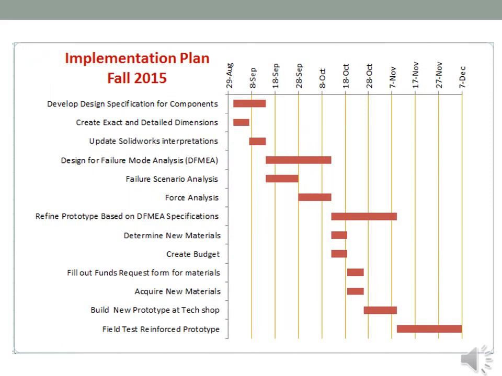As we mentioned earlier, this semester we have completed Phase 3, Conceptual Design, and next semester we will be moving on to Phase 4, Detail Design. In that phase, we're going to need to develop design specifications for the components, which would involve creating exact dimensions for the prototype and updating it in SOLIDWORKS. Next, we're going to do design failure mode analysis, which includes failure scenario analysis and force analysis. Based off this information, we will refine our prototype and determine new materials and create a new budget in order to build another one at Tech Shop.